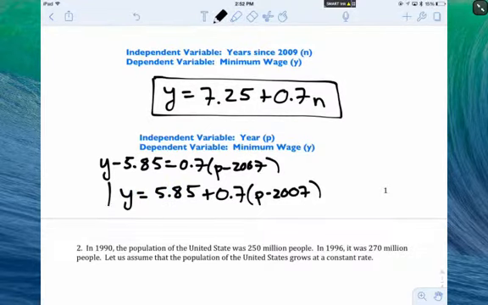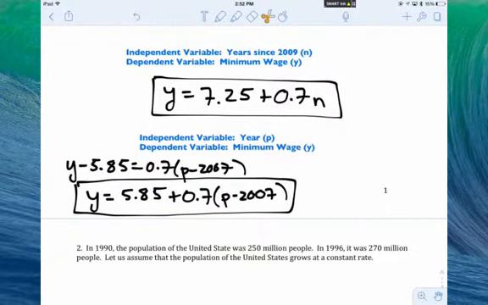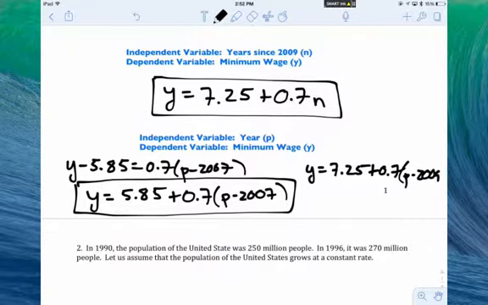I really like it. And I will let you confirm that we also could have just as easily made the equation y equals $7.25 plus 0.7 times the quantity of p minus 2009. The exact same idea, that the minimum wage, quote unquote, started at $7.25. It increased at 70 cents a year, not in the year 0, in the year 2009. So that's another way to create an equation to model that situation.